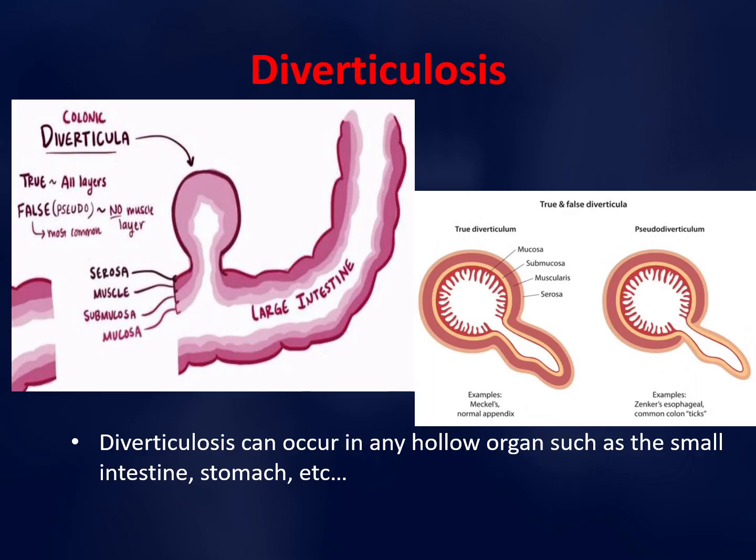And on the extreme right side of the screen, we can see an example of a false or pseudo diverticulum. As we can see, only the mucosa and the submucosa are protruding through a weak point of the muscular layer, and these are usually the diverticula we see in the colon. So as already said, diverticulosis can occur in any hollow organ, such as the small intestine and the stomach, but the colon remains the most frequent site of diverticulosis.